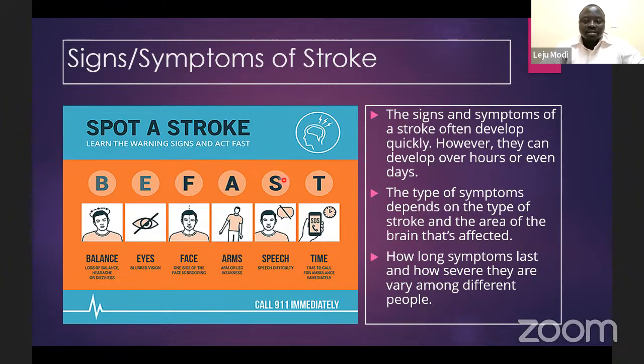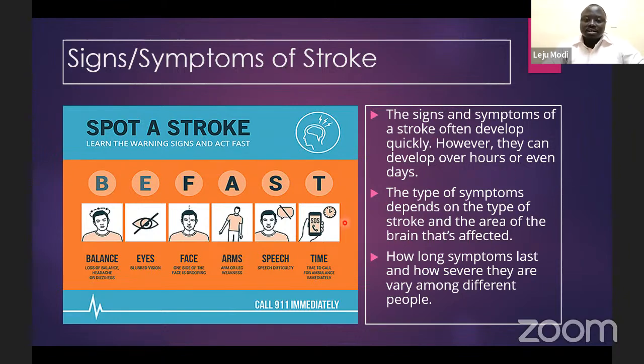And lastly, T is time. Immediately you see some of these FAST signs, time is of the essence. This is the time to call emergency. This is the time to call a rapid response or whatever means, rush this person to the nearest facility that can be of help in that situation.